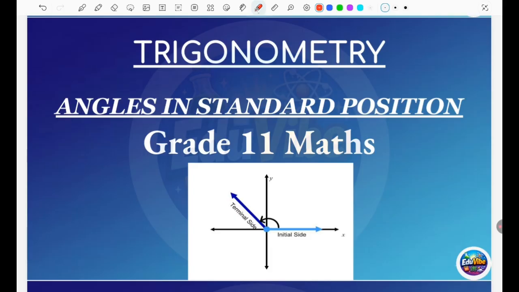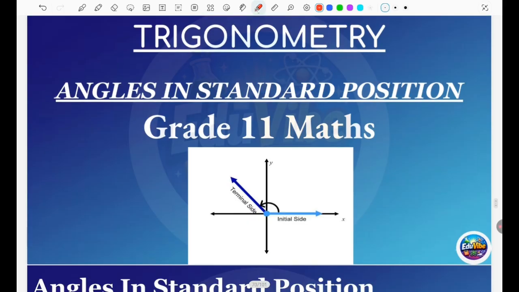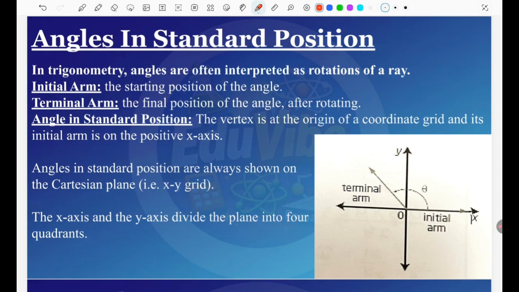This is a very important topic, and you get more and more questions from it in your final exams and in your tests or quizzes. So let's start with this. The first topic is angles in standard position. Then we do reference angles, so both are interconnected topics. Let's start with how we can find the standard position and the reference angle.